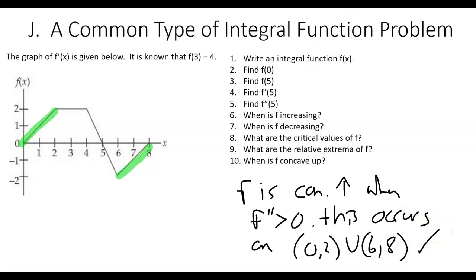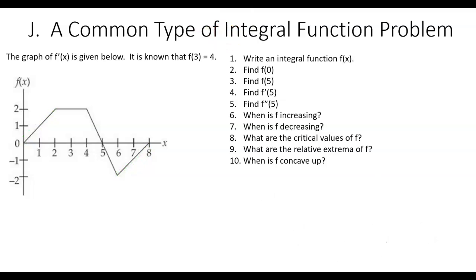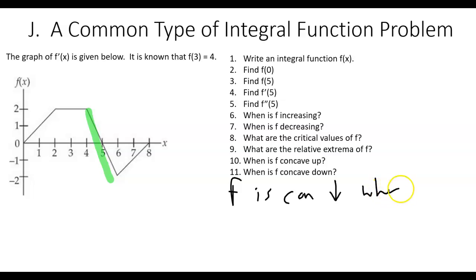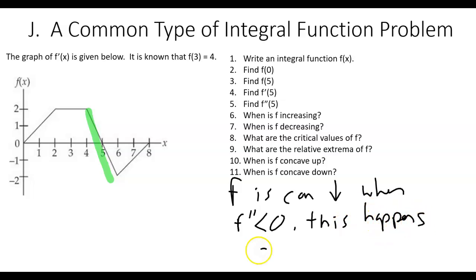The next question is probably going to be concave down. It's just the opposite though, right? So when is f concave down? Well, that's whenever the graph has a negative slope. So that would be here. There's only one place where that occurs. So f is concave down when f double prime is negative. This happens on the interval 4 to 6.